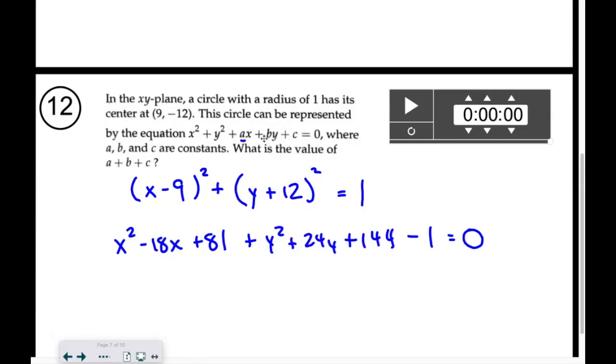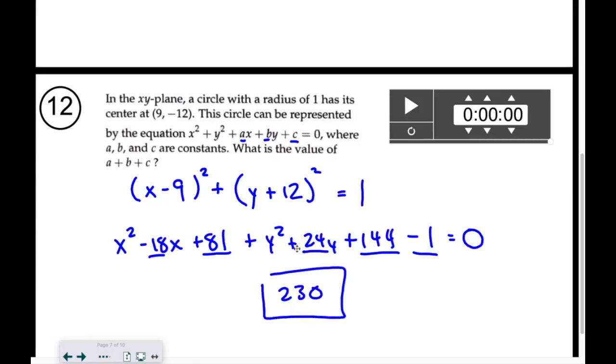So if they want A plus B plus C, I don't necessarily have to find A individually, B individually, and then C. What I can realize is that that's just the sum of all the coefficients of X, all the coefficients of Y, and all the constants in the problem. So basically, everything except for the X squared and Y squared. So what I could do is just run through these. I'm going to have -18 plus 81 plus 24 plus 144 minus 1. And altogether, that gives me 230. So that is the answer.